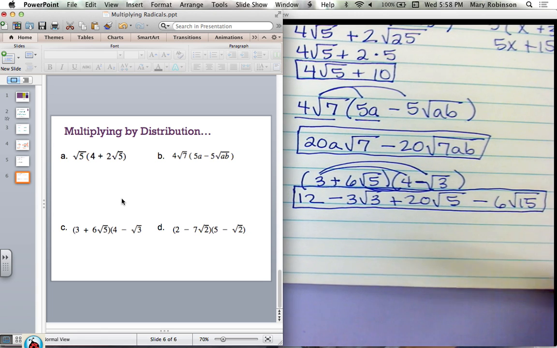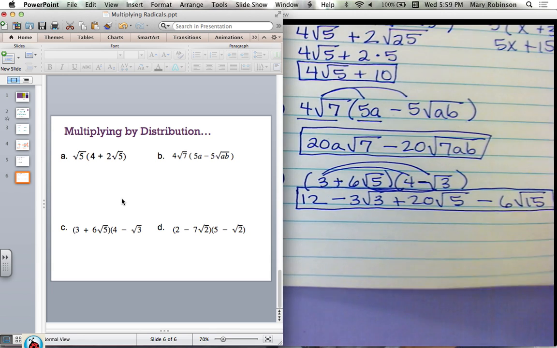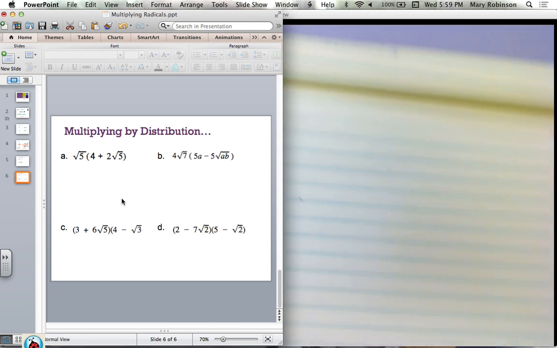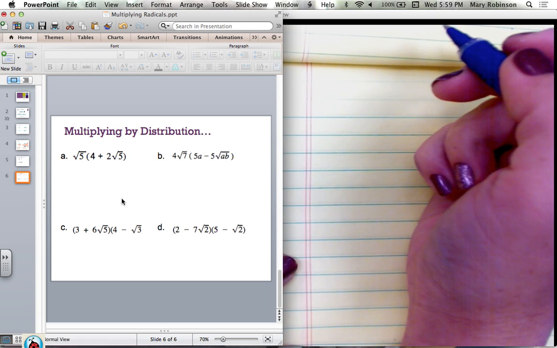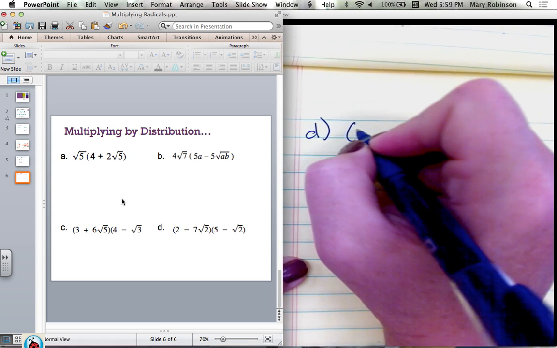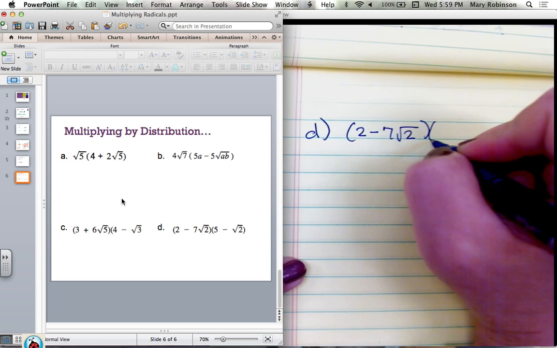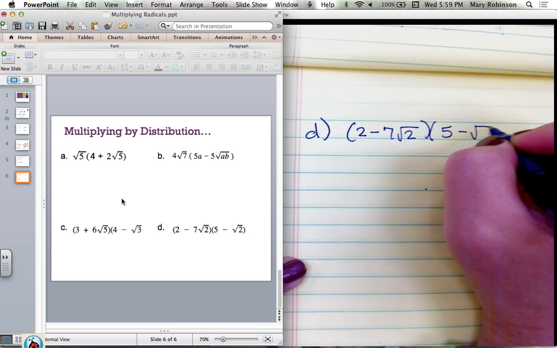And next I'll flip the page so you can get D. Remember, at any time you can pause this video to write this stuff down. So last one for multiplying. Let's see, 2 minus 7 square root of 2 times the quantity 5 minus the square root of 2.